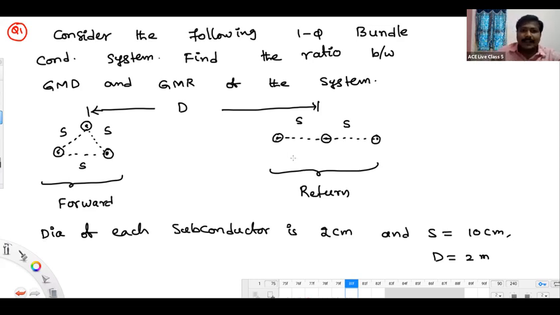How much is the distance you have between forward and return? Capital D value itself is the GMD of the system. But if you are calculating GMR, I should take GMR of the forward path and then GMR of the return path. Geometric mean of these two GMRs will be the GMR of the system, and you have to find out the ratio between the two numbers. What is asked? Following all of you, right? So let's move.